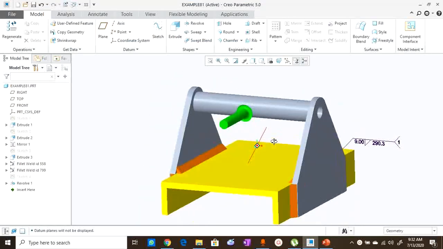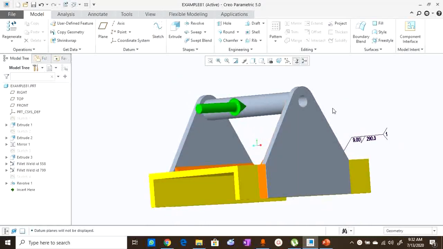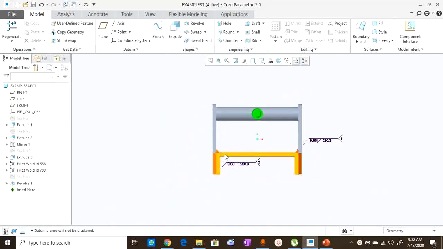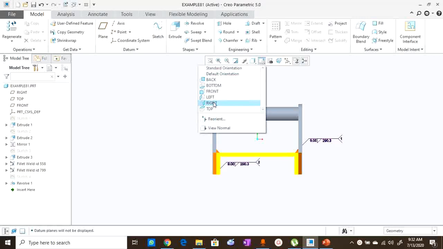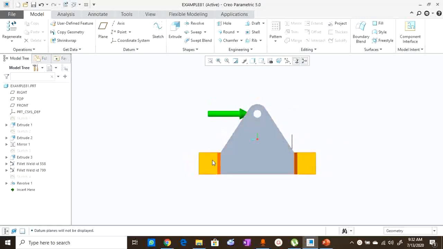Okay, now we have the 3D model of our example 9-1, and here you can see the front view. This yellow part is our part 2 and this gray part is our part 1. You can see that our gray part has two plates and there is a shaft in between these two plates, and in the right view you can also see an arrow of green color, and this represents the force being applied on the shaft of our part 1.